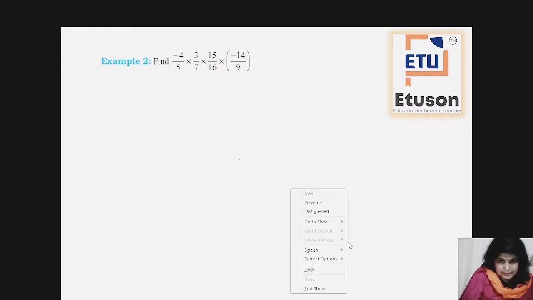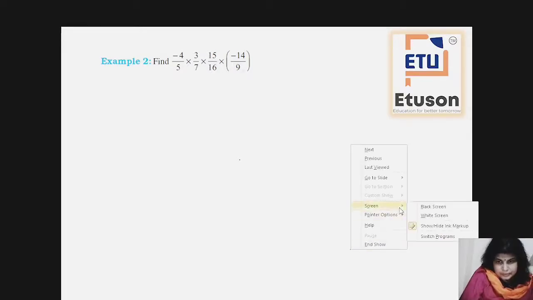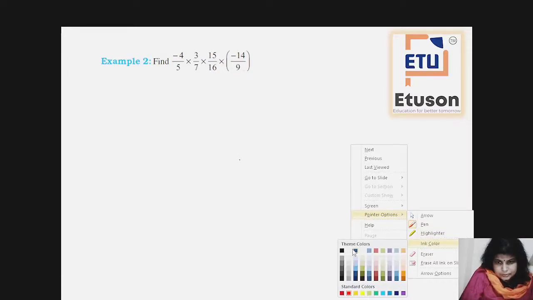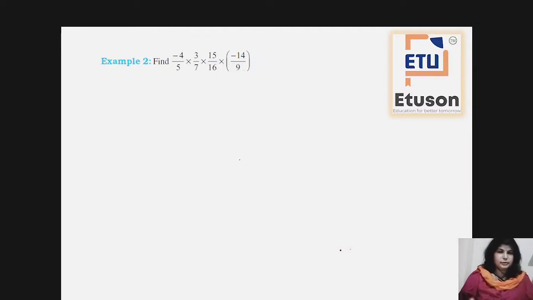So let us change the color of the pen, because it is selected red color. So let us choose black color so that it will be convenient for you to see. Okay, so now I have taken the black color. So now let us solve this problem.